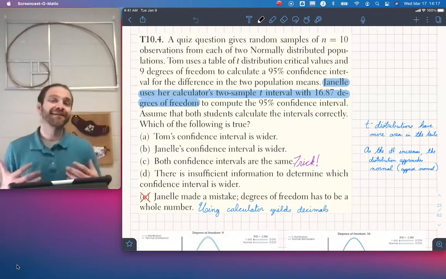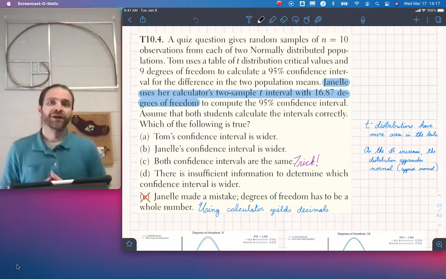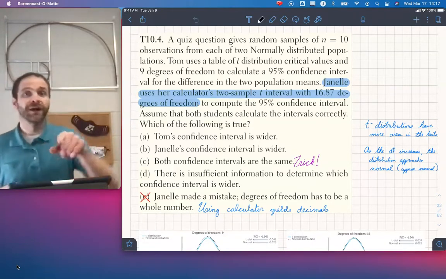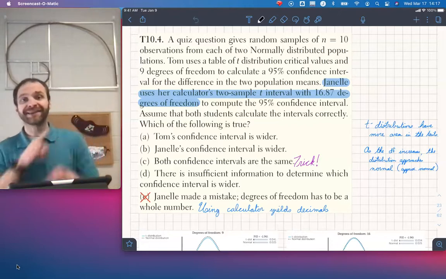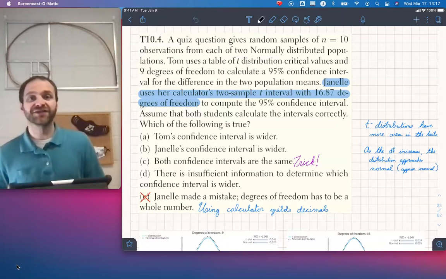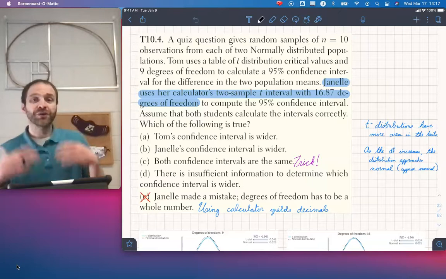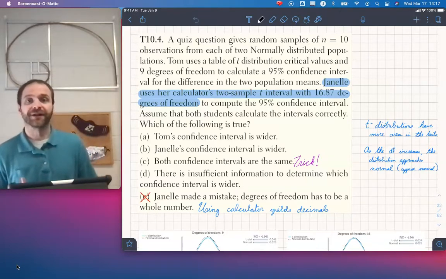And so C, by the way, is the trick. You want to read, hey, they're both doing 95% confidence intervals, and that's true. But if you were to look at table B, where it's 9 degrees of freedom, and even, let's be fair, round down to 16 degrees of freedom, you would probably have smaller area in the tails with that 16 degrees of freedom. So they're not going to be equal to each other.